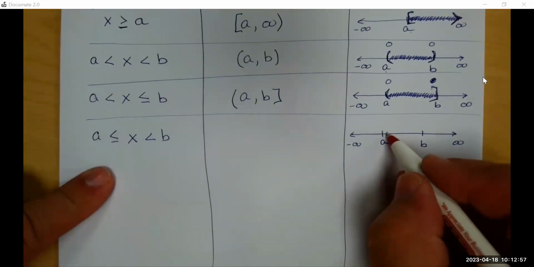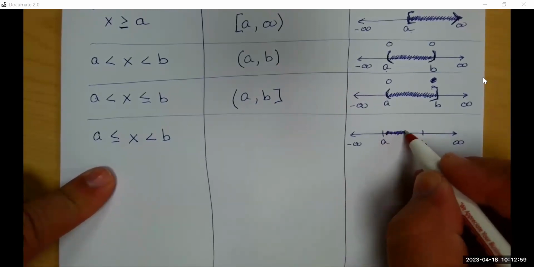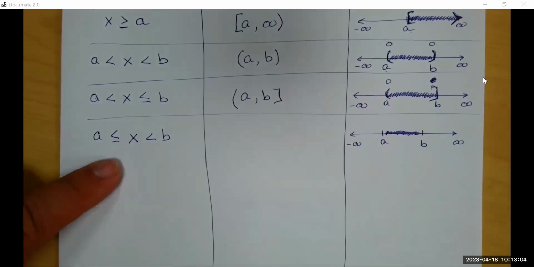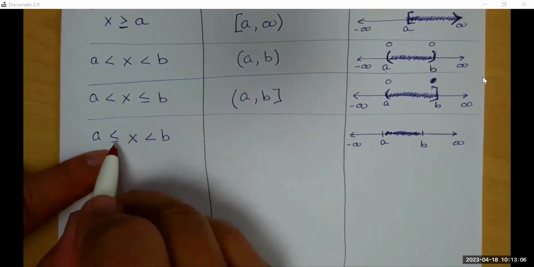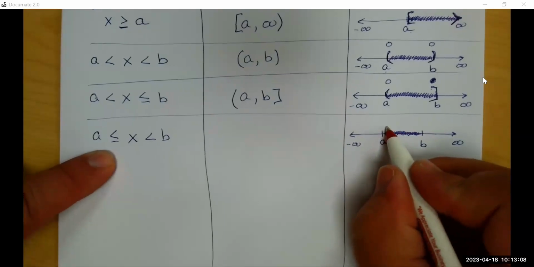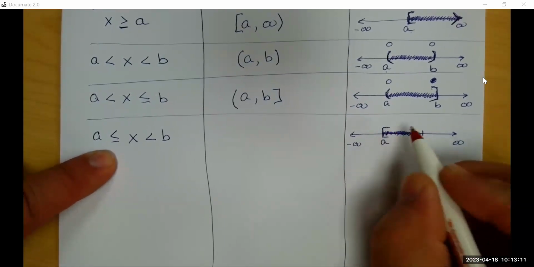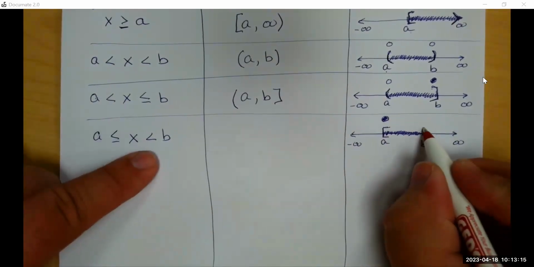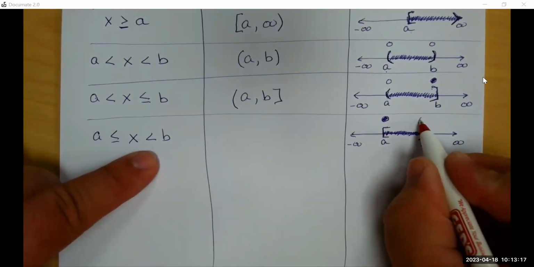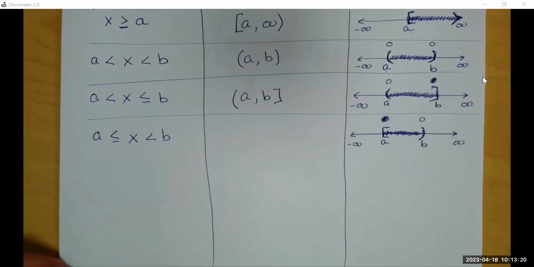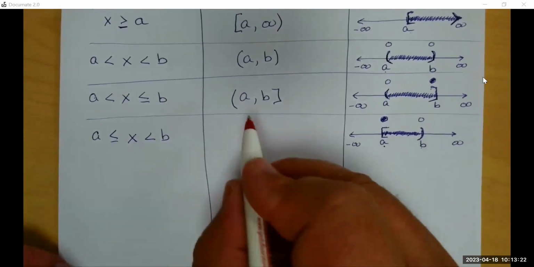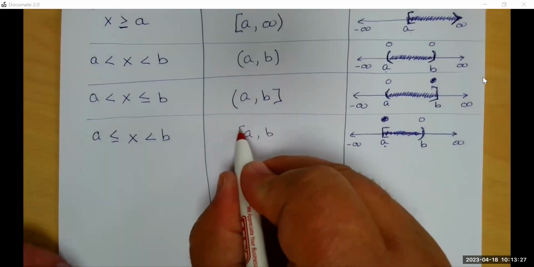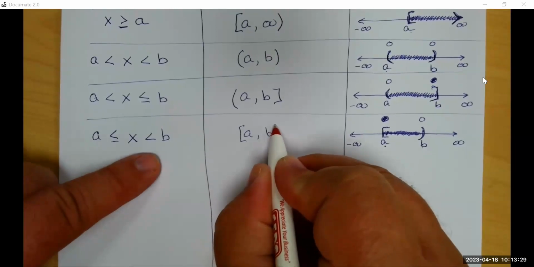X is between A and B, so I shade that part in. A is equal to, so it's a bracket or a solid dot. B is not included, so it's a parenthesis or an open dot. So the shading goes from A to B, since it's equal to on A and not equal to on B.